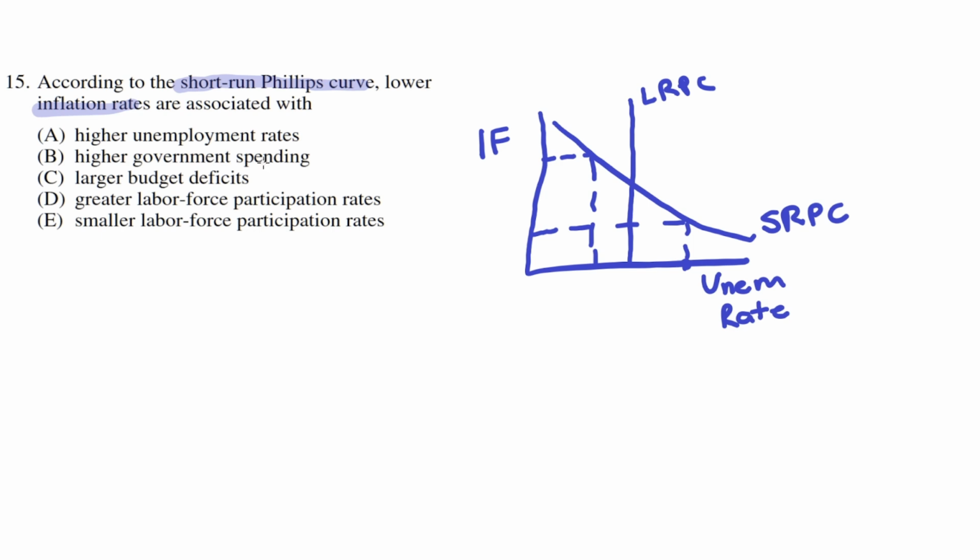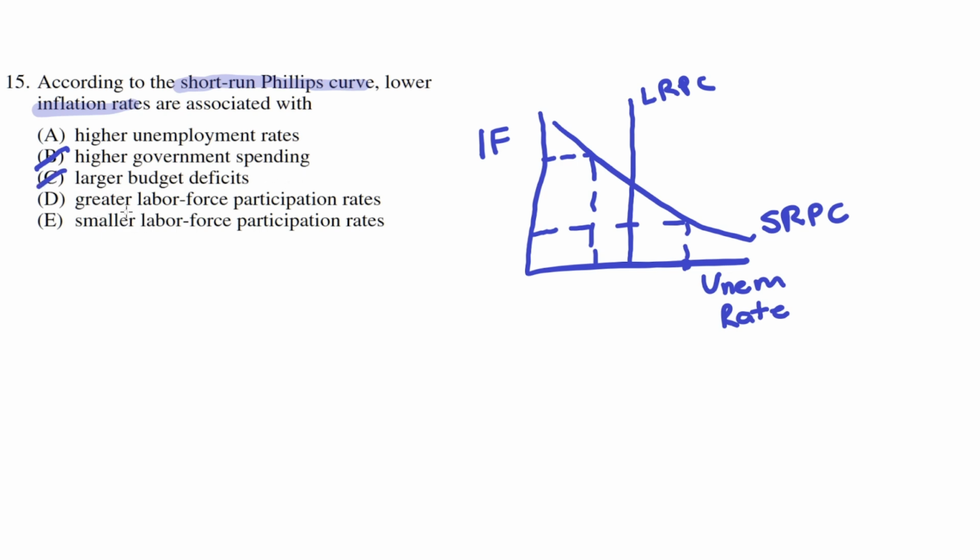B. Higher government spending. This is incorrect because the short-run Phillips curve does not discuss or highlight anything about government spending, so we cannot assume that a lower inflation rate would be associated with higher government spending. C. Larger budget deficits. This is incorrect because, like B, the short-run Phillips curve does not discuss the spending or budget deficits, so C can also be eliminated.